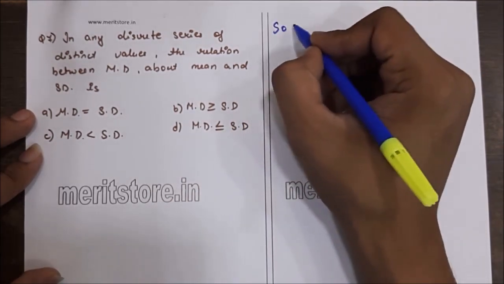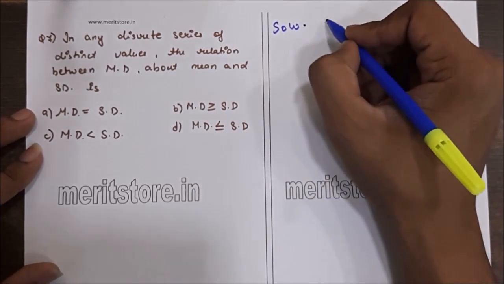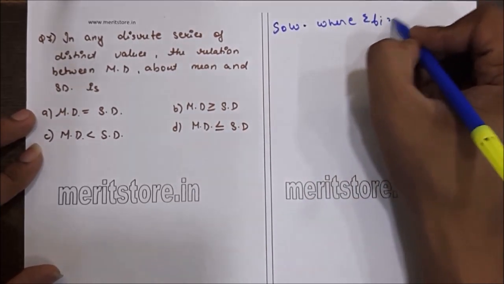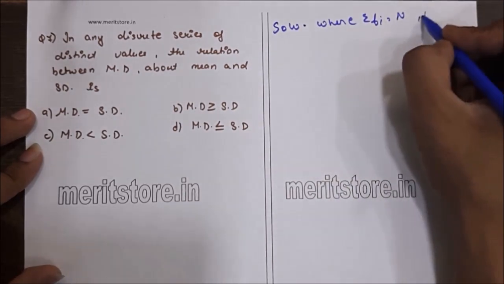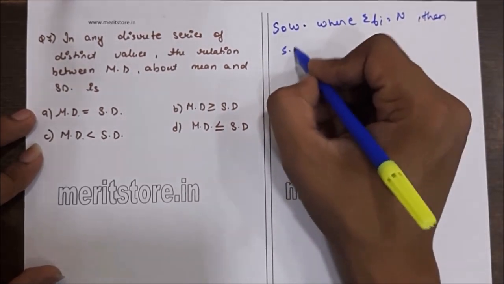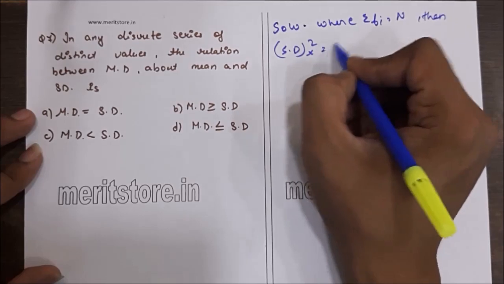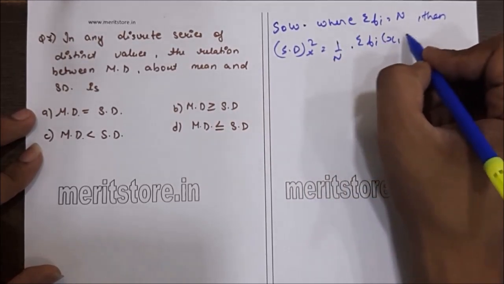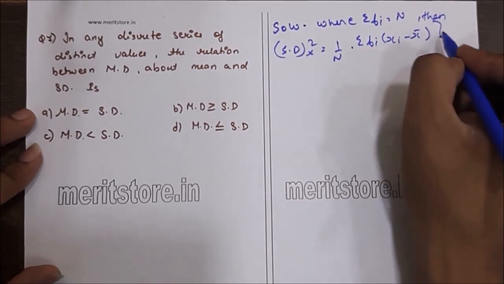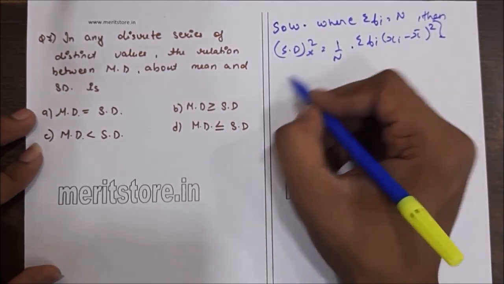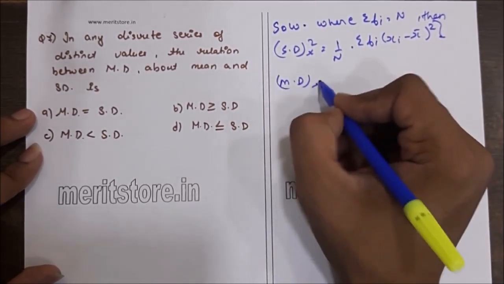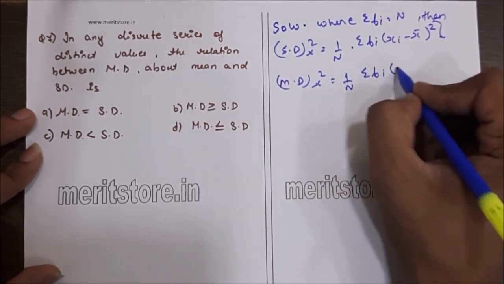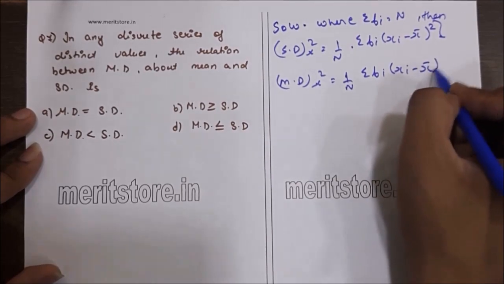Therefore the solution is, so we know that summation fi is equal to n, then SD square is equal to 1 upon n summation fi into xi minus x bar the whole square. MD the whole square is equal to the square of 1 upon n summation fi into mod of xi minus x bar.